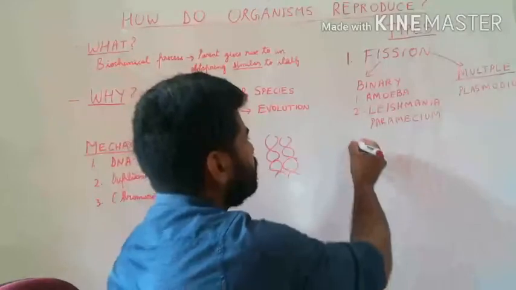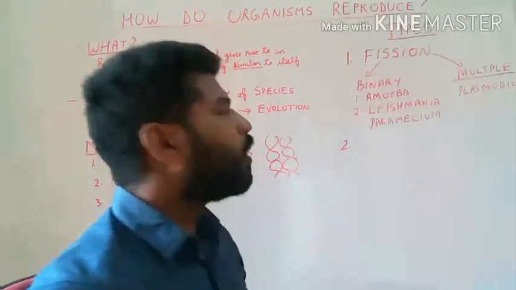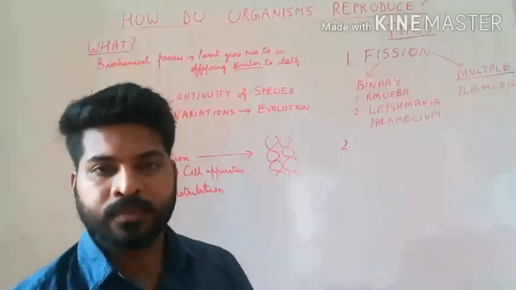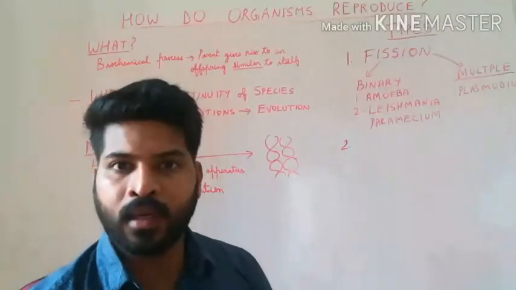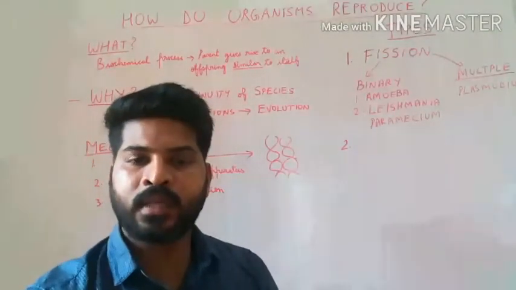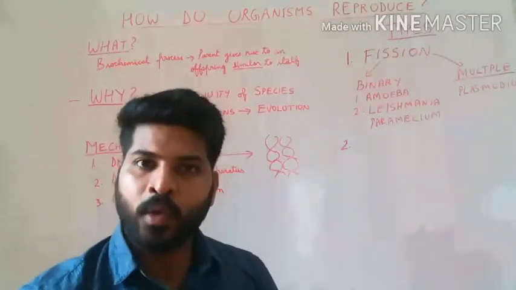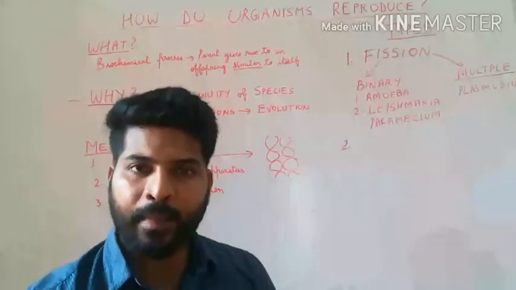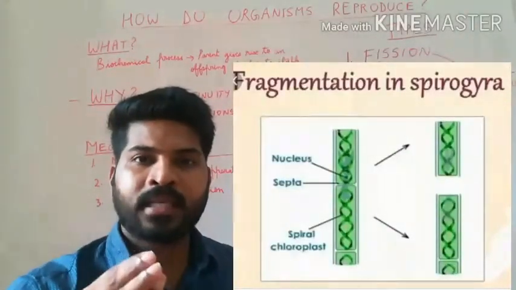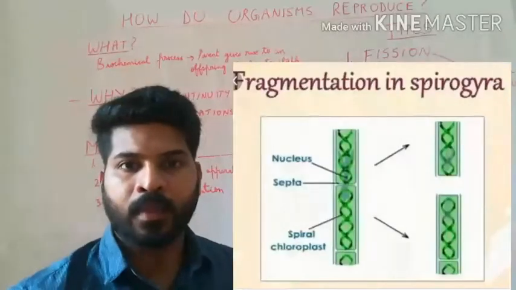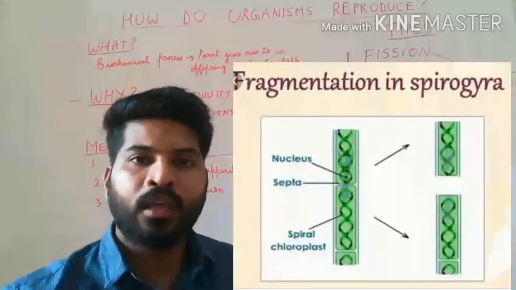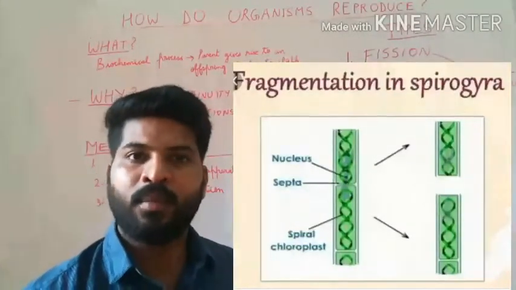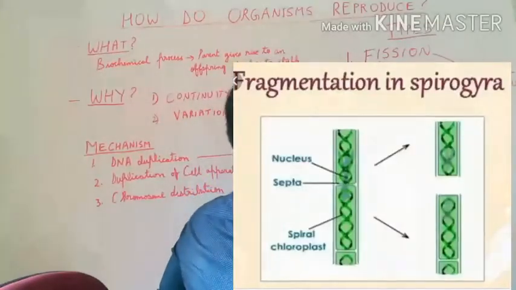In slightly higher organisms, in multicellular organisms, take for example algae. An example of algae is Spirogyra. It is a green colored algae that lives in water. In Spirogyra, when the cell reaches maturity, the cell breaks into pieces and each piece can then grow on to become a new individual Spirogyra. This mode of reproduction is called fragmentation.